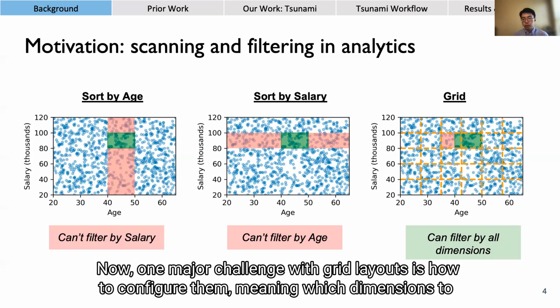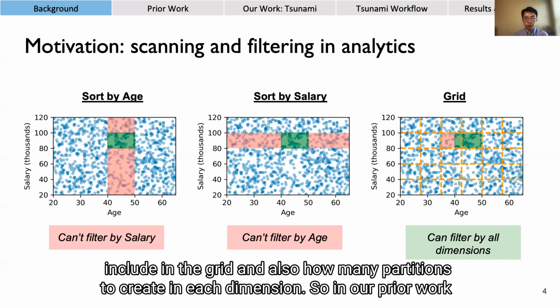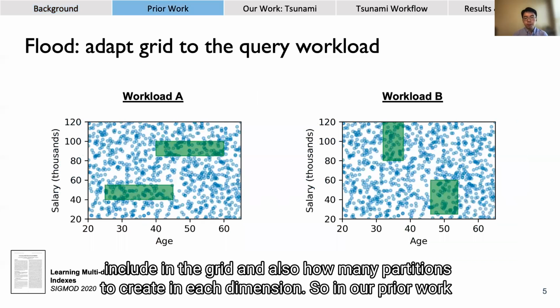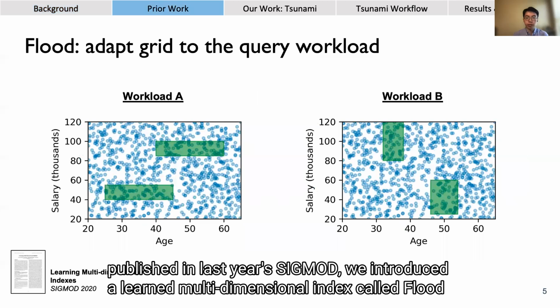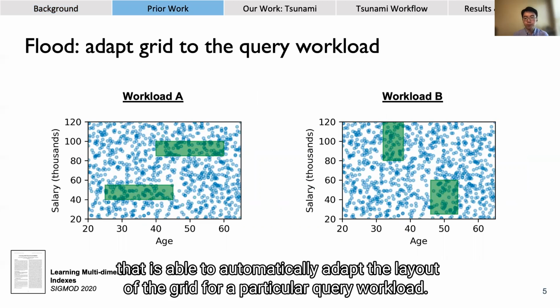One major challenge with grid layouts is how to configure them, meaning which dimensions to include in the grid and also how many partitions to create in each dimension. In our prior work, published in last year's SIGMOD, we introduced a learned multidimensional index called Flood that is able to automatically adapt the layout of the grid for a particular query workload.